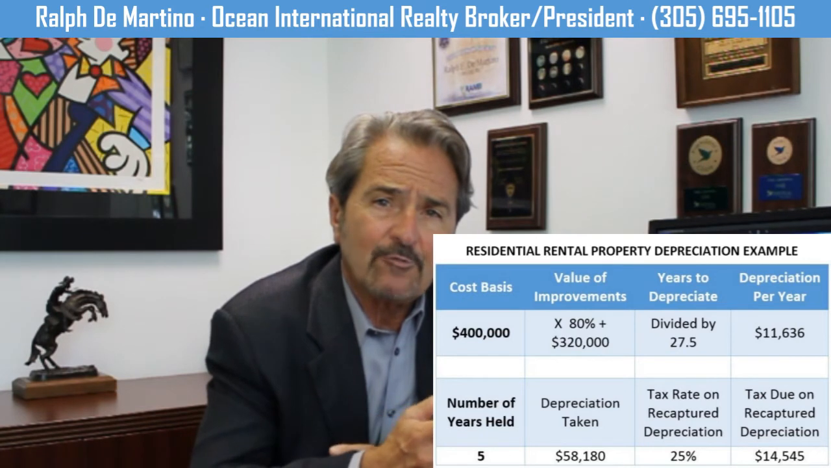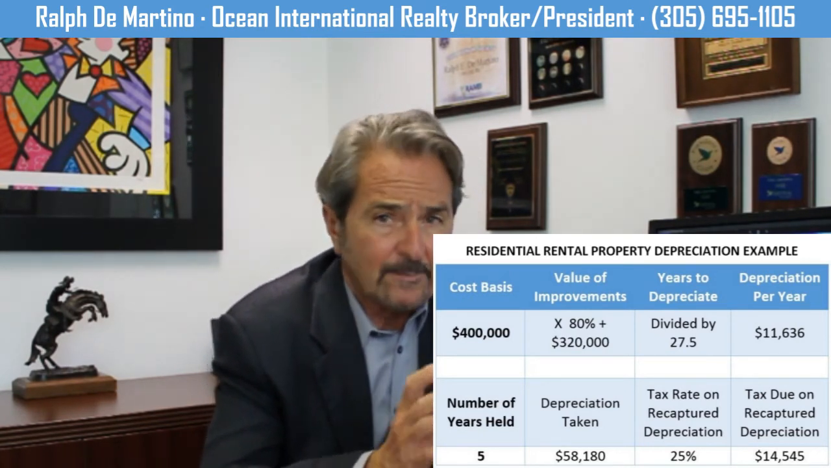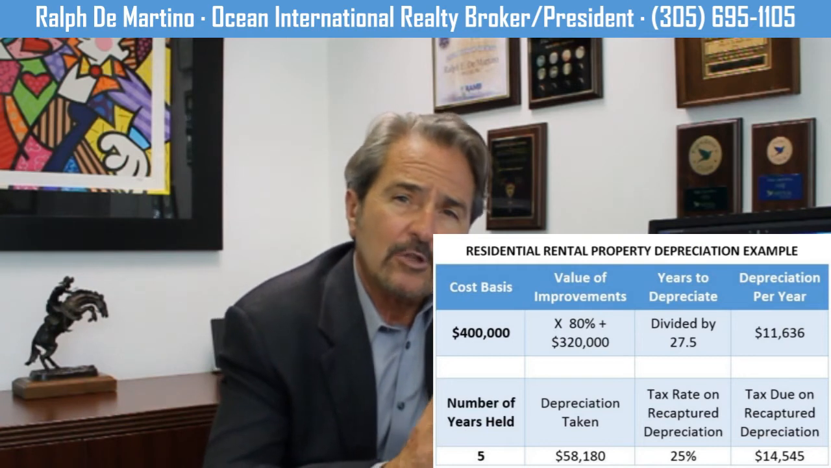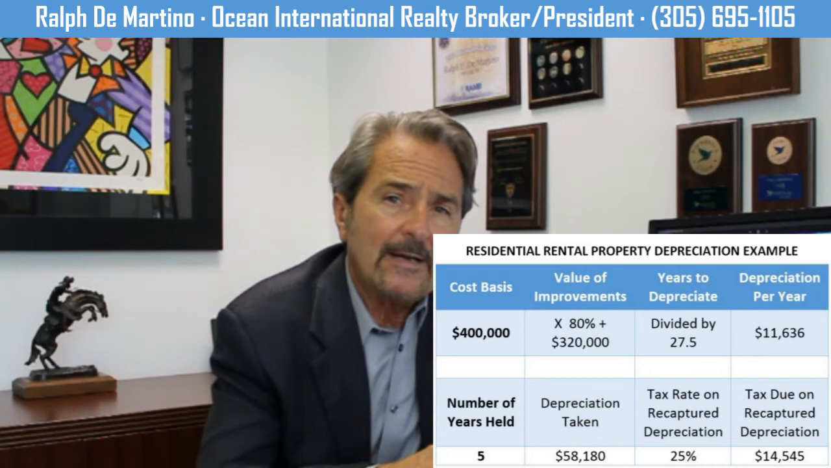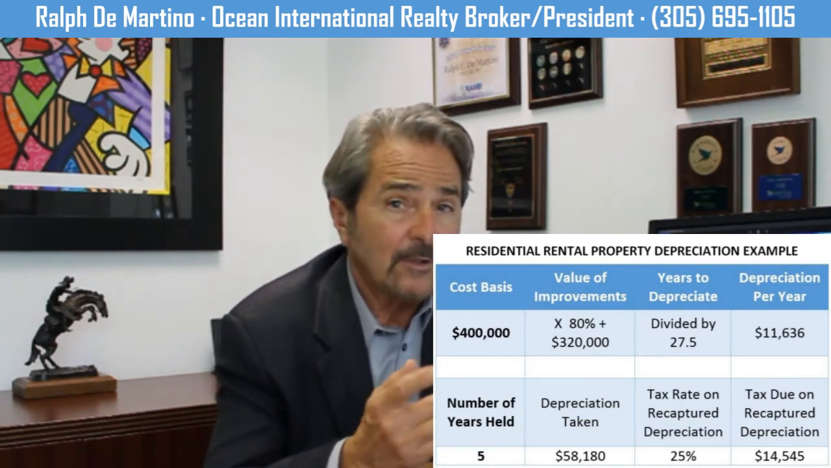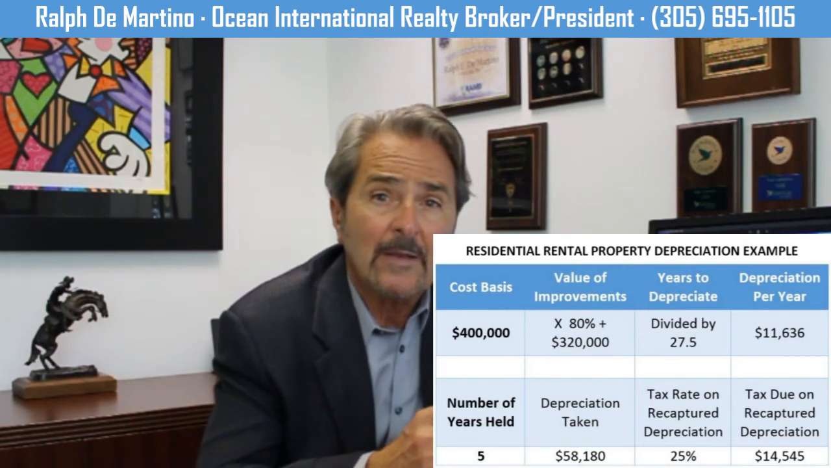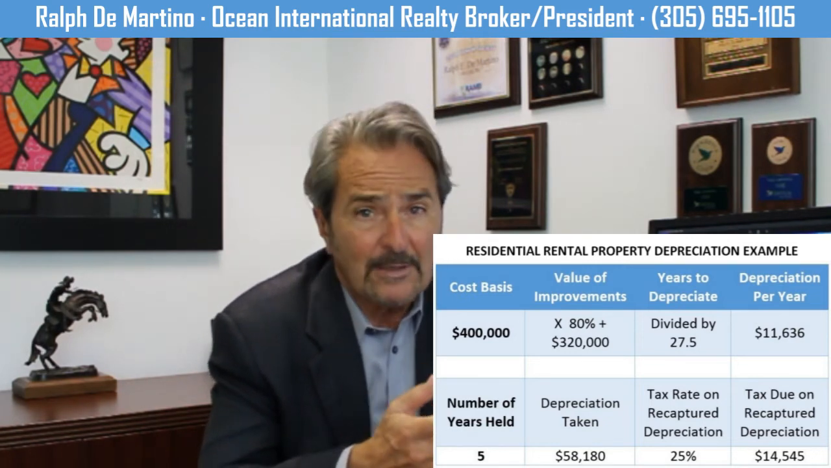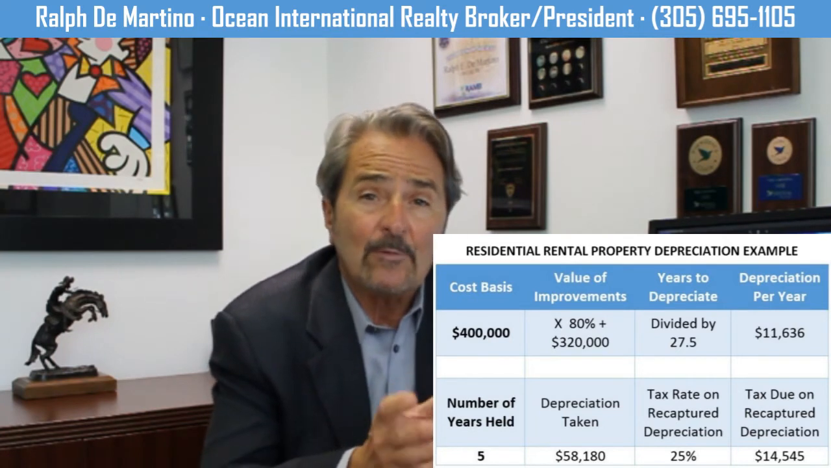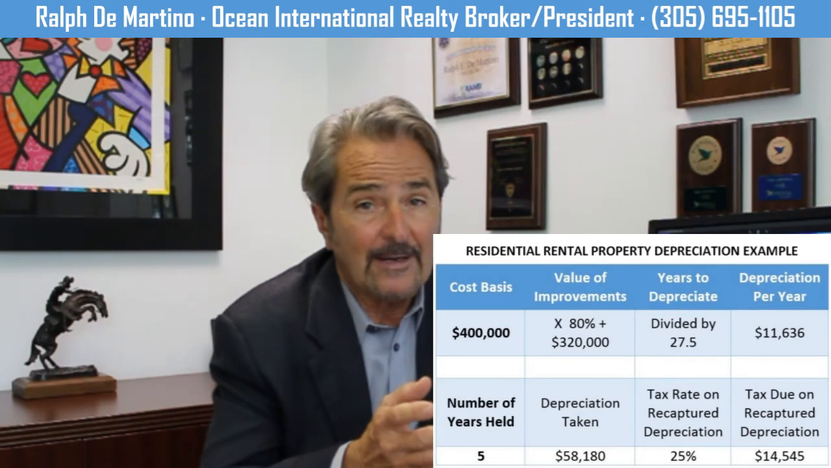Typically, a property is depreciated by taking 80% of its value, which has to be adjusted for the improvements, because you cannot depreciate the land. And then divide that by 27.5 years, that's the amount of time you can depreciate residential property. And then you'll get the amount depreciated per year, multiply it times how many years you held it, and that would give you the amount of depreciation you have, which would be taxed at 25%.